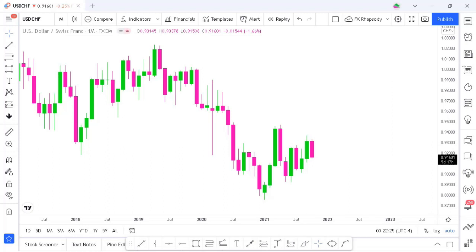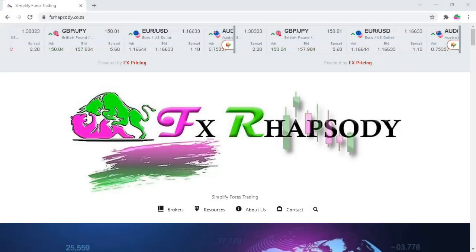Today we will be looking at two pairs. We're going to be looking at the US dollar Swiss franc, and we will also be looking at the US dollar Canadian dollar.